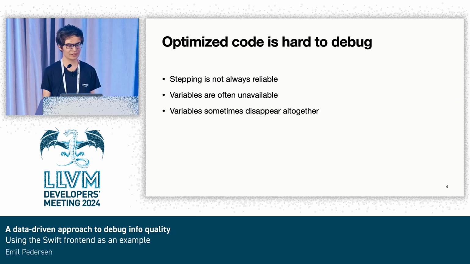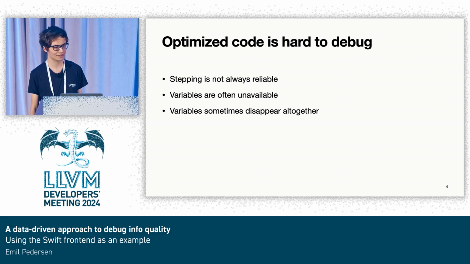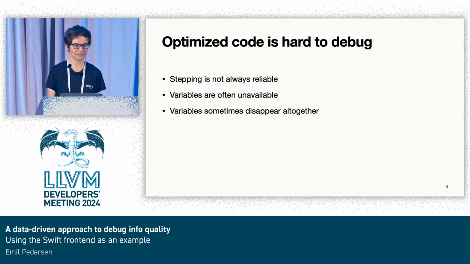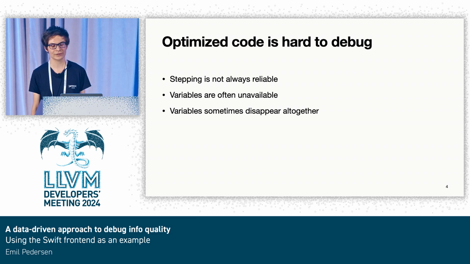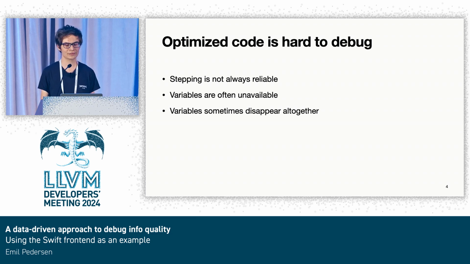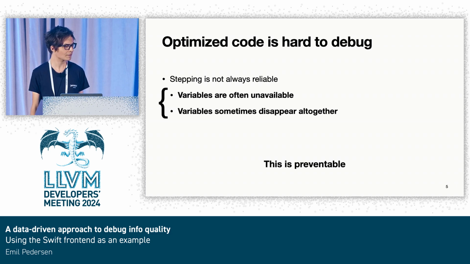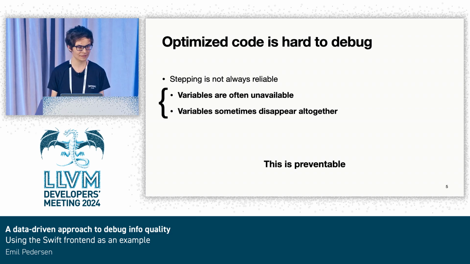The problem is that debugging optimized code is unreliable. Stepping is not perfect. Variables are often unavailable. And in Swift, sometimes the variables just don't exist. When debugging C++, I often have to go up or down a few frames before I see the value of my variables. So the information is there somewhere in the compiler, but why can't we keep track of it? I believe that variables being unavailable is preventable in many cases, and we can fix those cases.